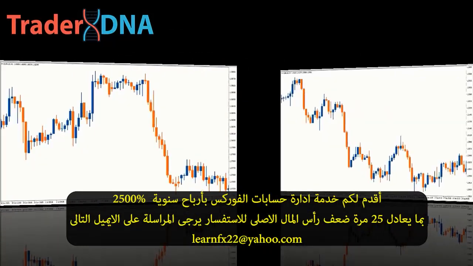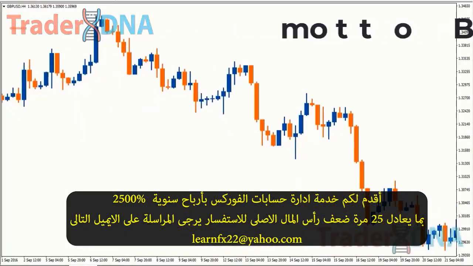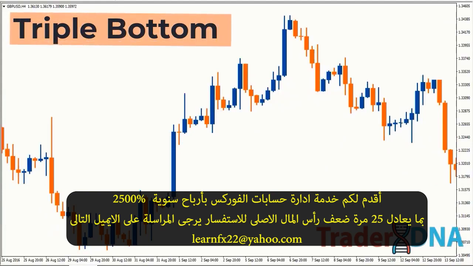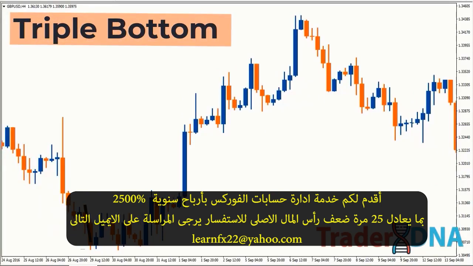Fifth, triple bottom. The triple bottom is a bullish chart pattern used in technical analysis that's characterized by 3 equal lows followed by a breakout above the resistance level. A triple bottom is generally seen as 3 roughly equal lows bouncing off support followed by the price action breaching resistance. The formation of a triple bottom is seen as an opportunity to enter a bullish position.